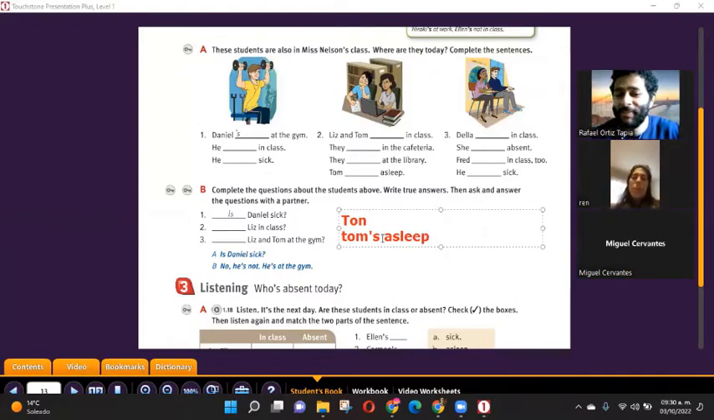Here the connected speech happens in "Tom's asleep," right? Yeah, Tom's asleep. Can you see the difference? It's quite different, right? Tom is asleep. Tom's asleep.